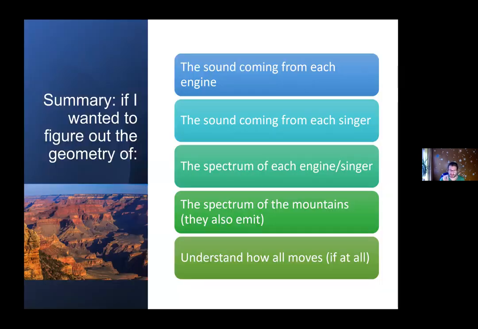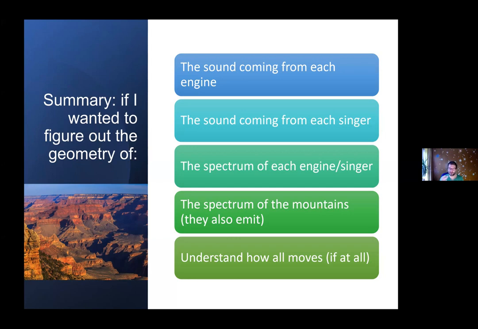So, as a summary of this chapter, you are trying to solve a problem, and you know that the sound is coming from each engine, the sound coming from each singer. Both together will help you map more or less the shape of the mountains that you are having. The spectrum of the engine and the singers will give you an idea of who is actually producing those sounds. Is it a singer?